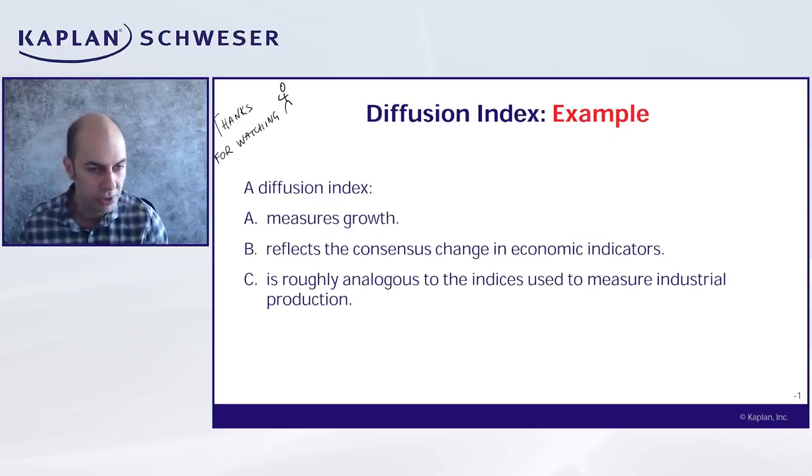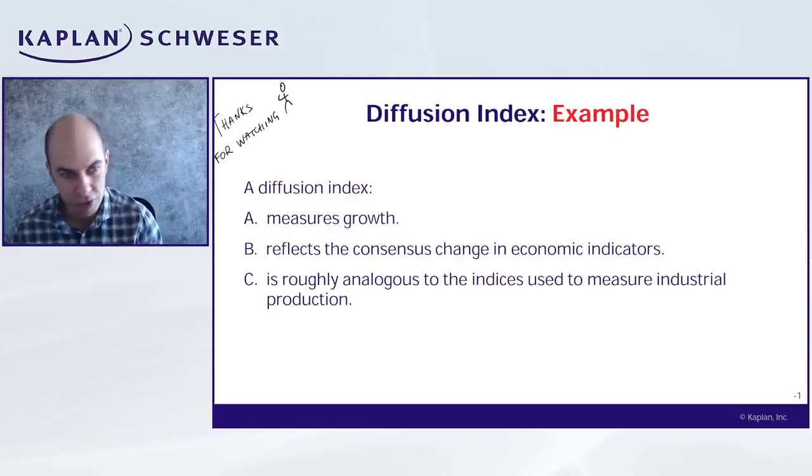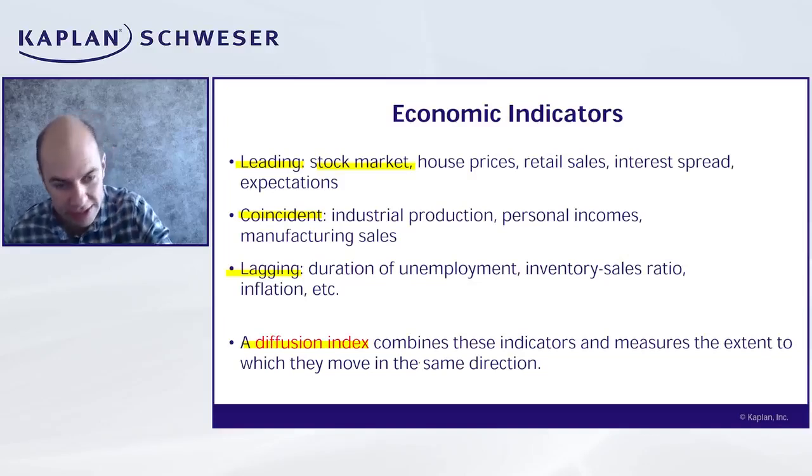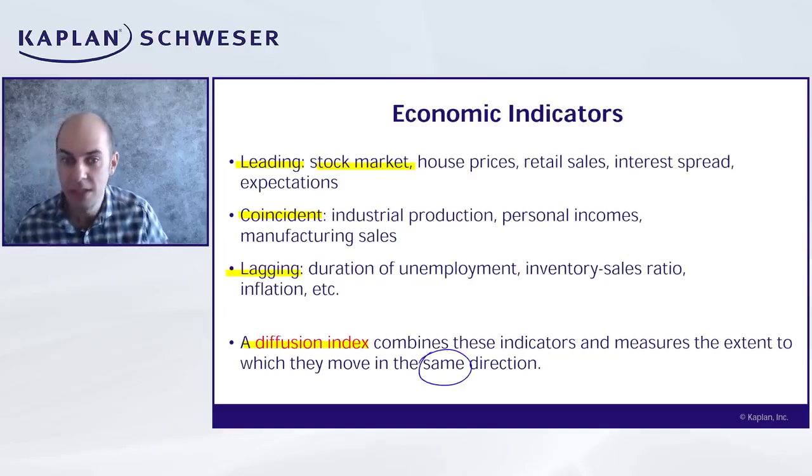But, you know, we inevitably are going to get some definitional questions, and we just need to know what these things mean. So luckily for us, we have this in our slide. So let's just read it one more time. So a diffusion index combines indicators. So in our case, it combines leading, coincident, and lagging indicators together to create a composite index. And it measures the extent to which those indicators move in, here's the keyword, same direction.